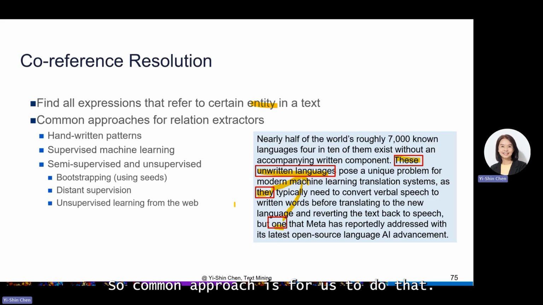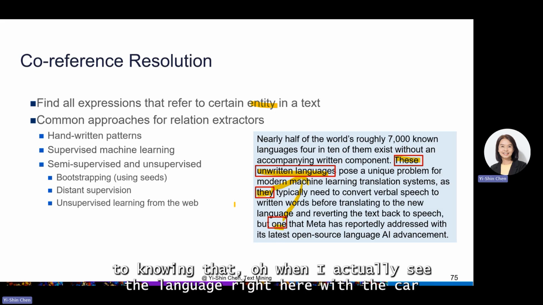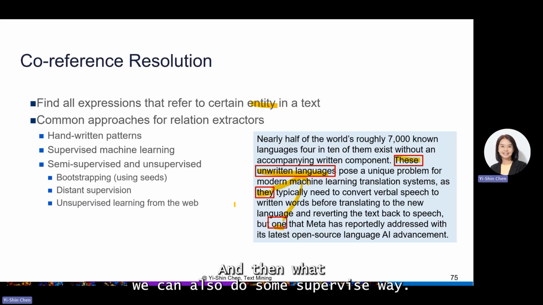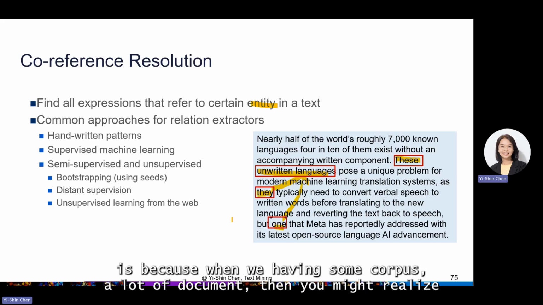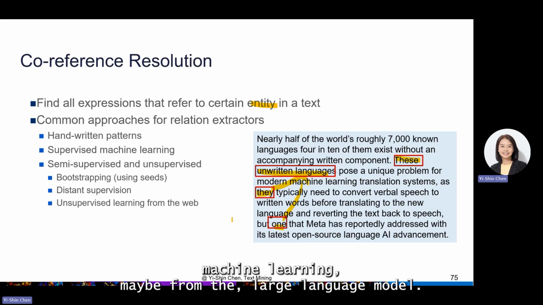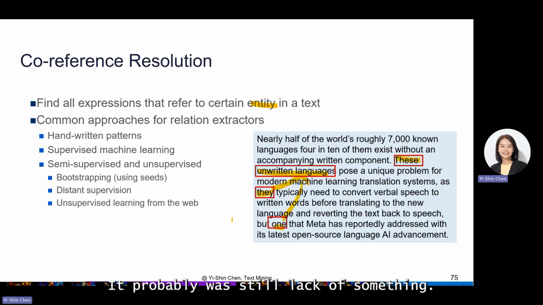Okay, so common approaches for us to do that. First, we can utilize some handwritten patterns to know that, oh, when I see the word language right here, or when we see car right here, how do people usually refer to the car. And then we can also do some supervised approaches. But today, the reason we still mention this is that when we have some corpus, a lot of documents, you might realize that using pure machine learning, maybe from a large language model, will probably still lack something.